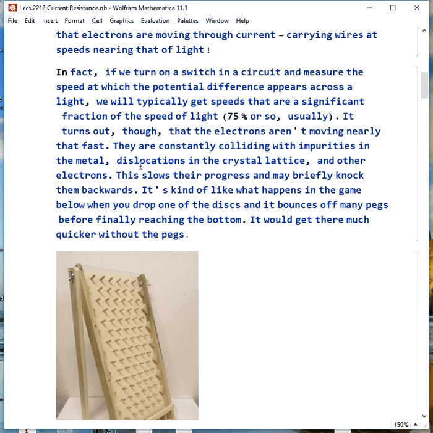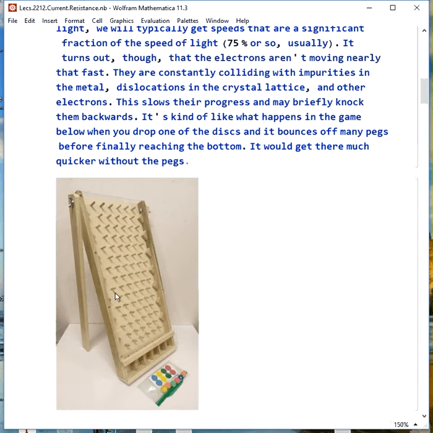This is kind of like this game you may have seen. I think it's on The Price is Right. You drop these discs down through these pegs, and I think you're trying to find out where they're going to land. But the big idea for us is, if you were just dropping the discs straight down a flat board like this, they'd take less than a second. But with all these pegs in the way, they keep bouncing back and forth. They bounce up. This makes the trip much, much longer, and it makes their effective velocity much, much slower.